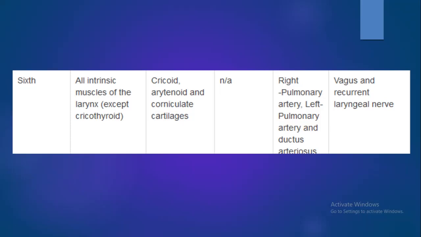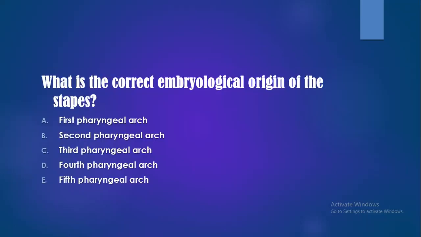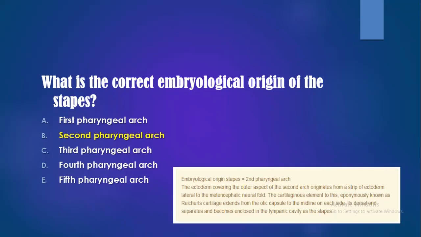And we will come to the question: what is the correct embryological origin of the stapes? First, second, third, fourth, and fifth. The answer will be the second pharyngeal arch. The embryological origin of the stapes equals the second pharyngeal arch. As I said previously, stapes comes from the second, start with S.